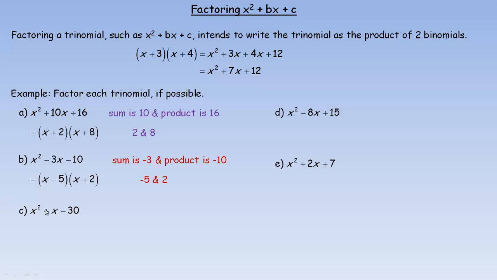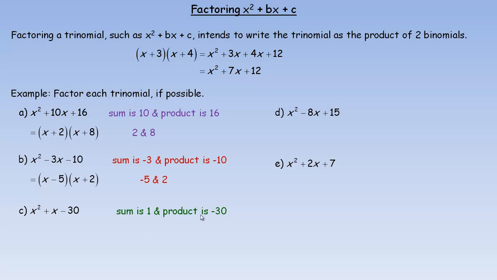In C, now x squared plus x minus 30, the coefficient of the linear term in the middle here would be a 1. So the sum is 1 and the product is negative 30 of our two numbers we're looking for. So we're looking for two numbers that add to 1 and multiply to negative 30.